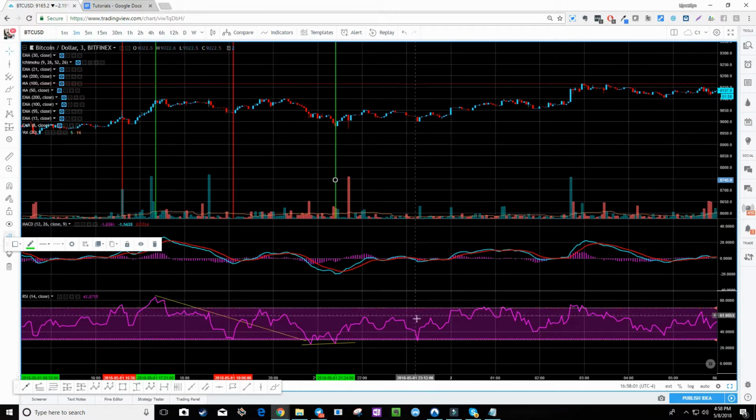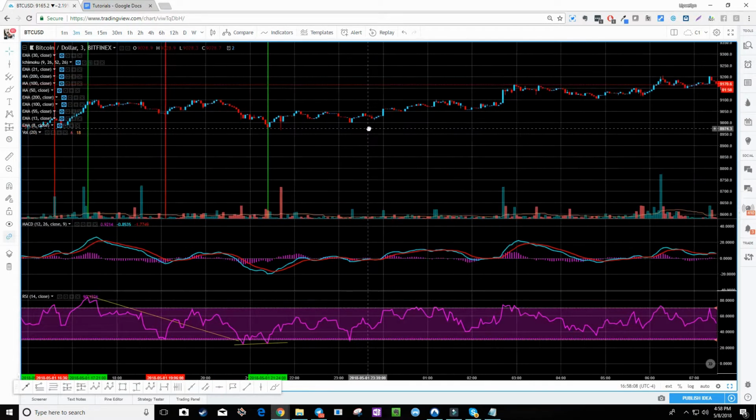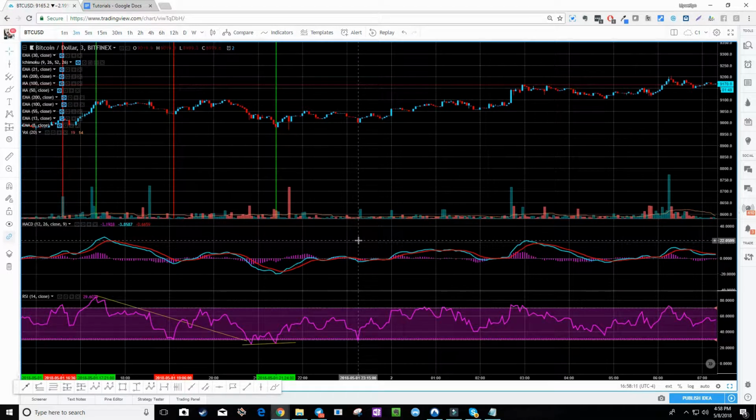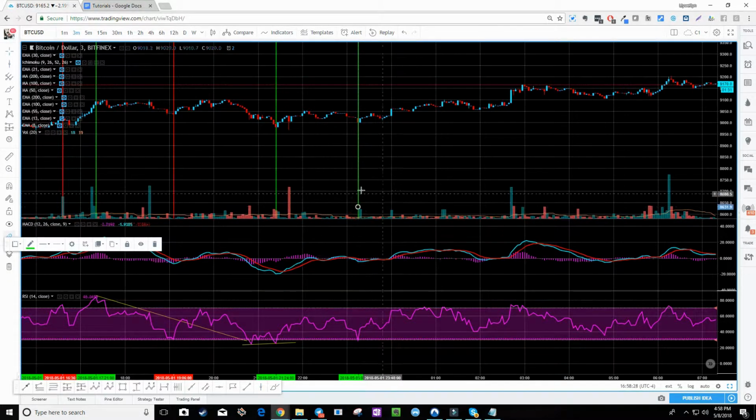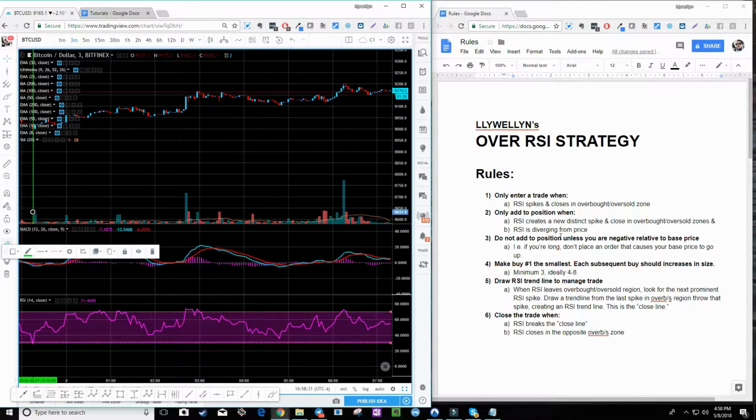And then this is a case where it doesn't really create a strong trend line with RSI. So if I come in with a fairly small position, I'd probably add to it at this point because we're spiking in there as well right here. So you could add to your position here, potentially.